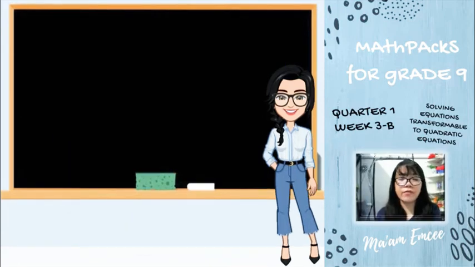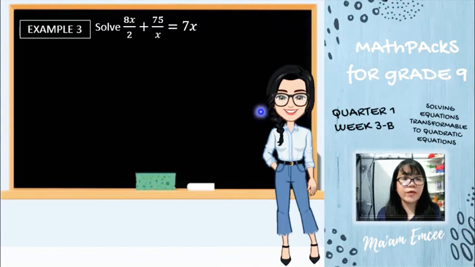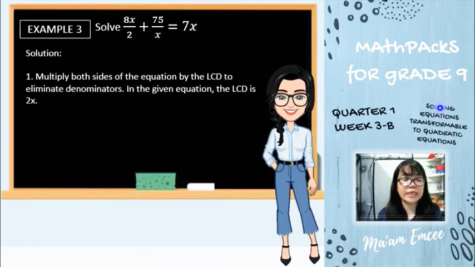So let us have example number 3. So solve 8x over 2 plus 75 over x is equal to 7x. So again, the first step is to multiply both sides of the equation by the LCD to eliminate the denominators. Now notice that in this kind of equation, we have two denominators. So we cannot say that 2 is the LCD or x is the LCD. But in this case, since 2 and x has no common factor except 1, then our LCD will be the product of these two. So that is why the LCD for this equation is 2x.